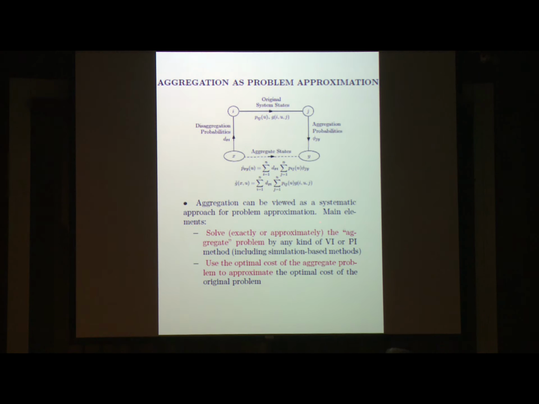So here are the main elements of this methodology. Solve exactly or approximately this aggregate problem involving aggregate probabilities and aggregate costs. It's possible to do that with any kind of value iteration or policy iteration method, including simulation-based methods. You build a simulator that moves from aggregate state to aggregate state using a simulator of the original. And then you use the optimal cost of the aggregate problem, which gives you a value for every aggregate state, to make a piecewise or semi-piecewise approximation for the cost of the original problem.